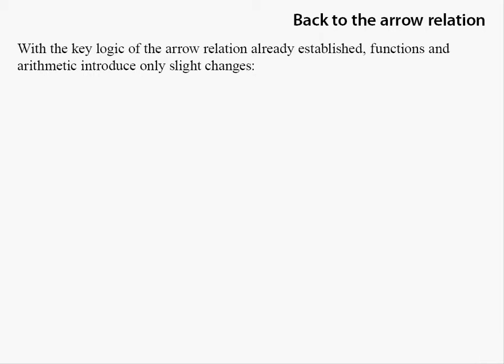All right, well, now we've seen our basic objects, the arrow relation, functions, and arithmetic. I want to get back to the arrow relation just to see what happens when functions and arithmetic become involved, and see that we recover exactly our old definitions once we do so. To start off, let me lead you through again.